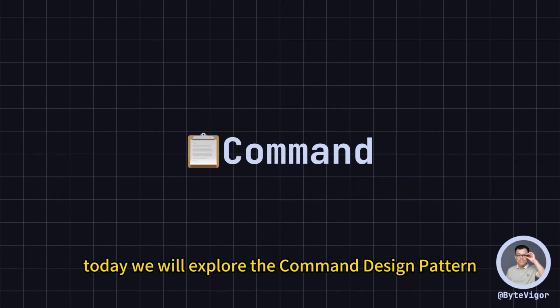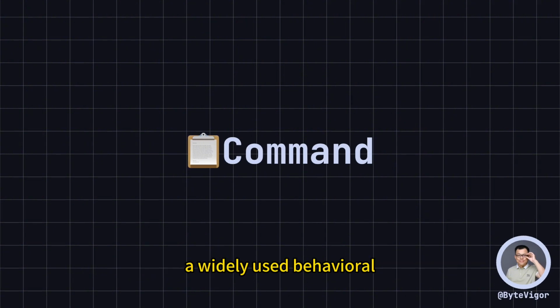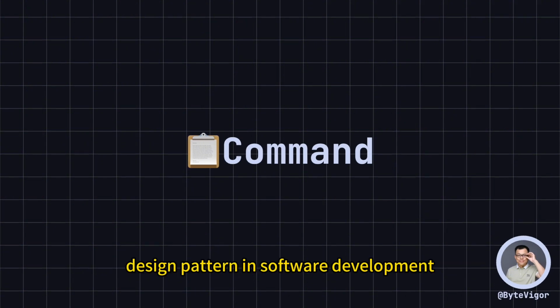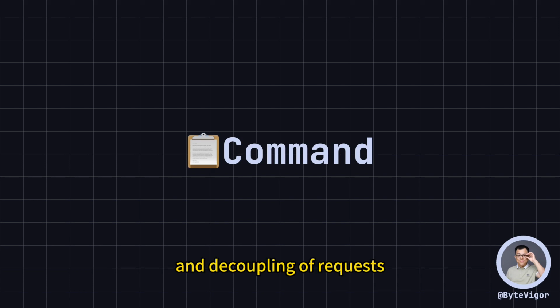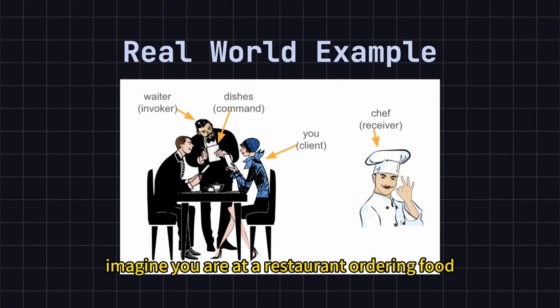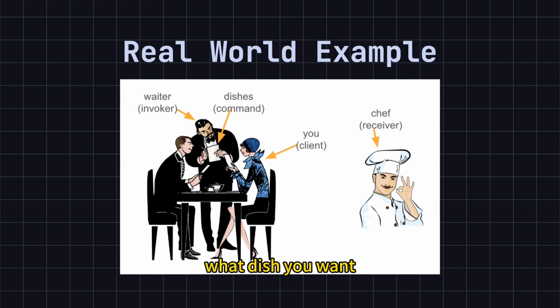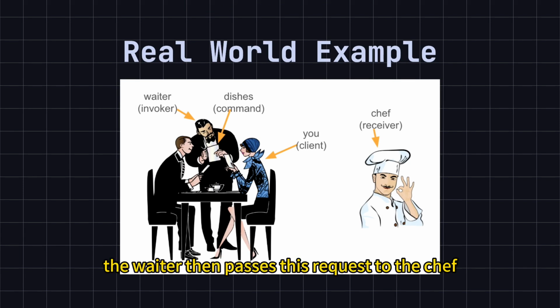Today, we will explore the command design pattern, a widely used behavioral design pattern in software development. This pattern is used to encapsulate actions as objects, allowing for parameterization and decoupling of requests. Imagine you're at a restaurant ordering food. You, the client, tell the waiter, the invoker, what dish you want, the command. The waiter then passes this request to the chef, the receiver, who prepares the dish based on the request.